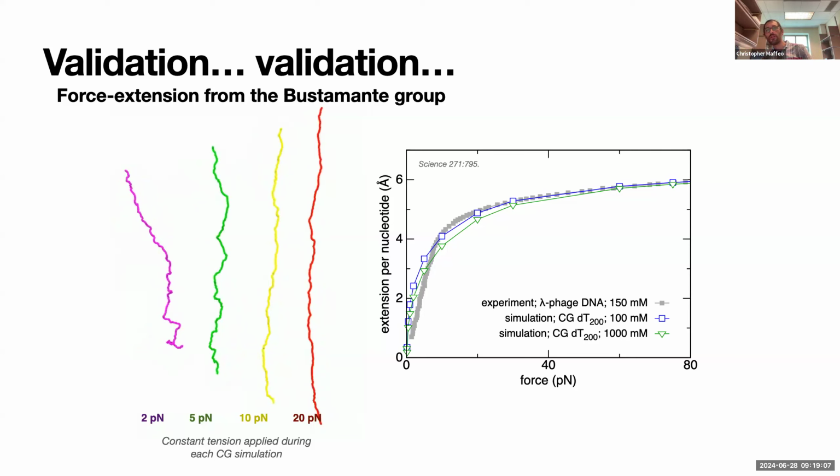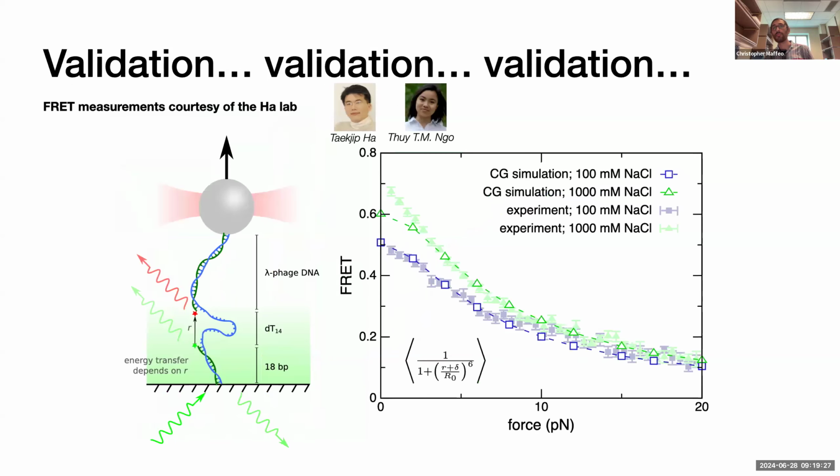In the low force regime, we get a bit of a difference, but that can be attributed to the fact that lambda phage has a random sequence, while in our DNA model it is poly-dT. So we don't have secondary structures forming. There's no incidental base pairing happening in our model. So a bit of discrepancy at low force should be expected.